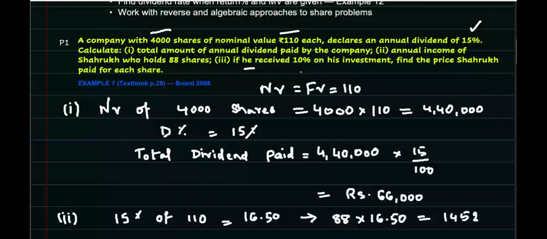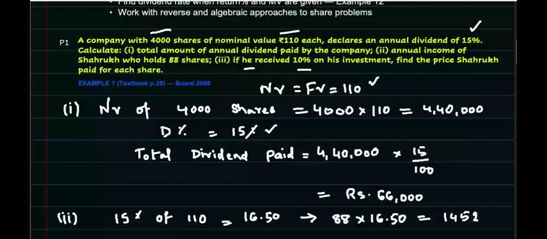Third, if he received 10% on his investment. So 10% on his investment means the company is giving 15% on the face value, but he is getting only 10%. That means he has got the shares at a premium, right? He has not bought at 110. Maybe he has bought it over some premium amount. That's why he is getting a lesser percentage on his investment.